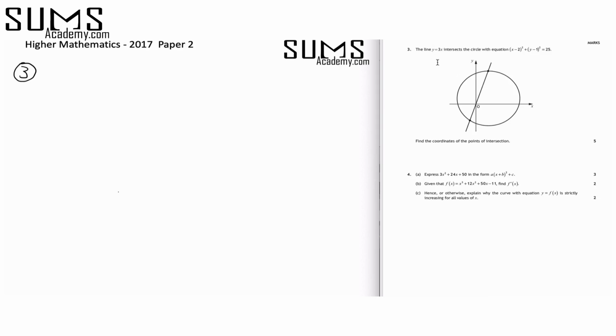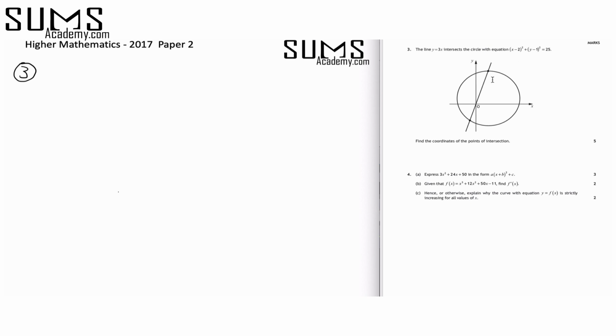Question 3. The line y equals 3x intersects a circle with the equation as shown here, and we're asked to find the coordinates of the points of intersection. So first off, we should be thinking, what do we need to do? Well, we're told that this line crosses this circle, so at some point, the y's of these equations are going to be equal to each other.